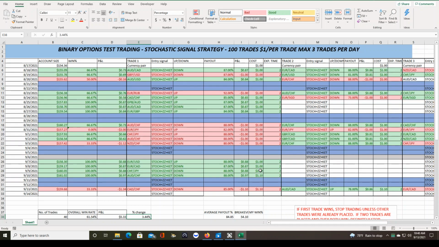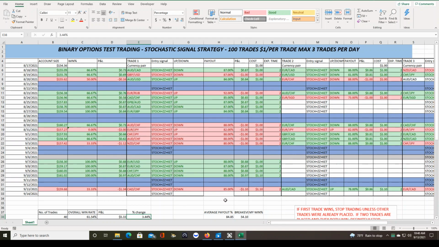I did raise that up a little bit when the account broke the $10 level and raised it to $1.10 per trade. But we fell back below that 160 level, and so we're in the next lower $10 range. So that means that I'm going to go back to just risking $1 for the next trade. As soon as we get back over that 160, then I'll go back up to 1.10. So here's my break-even win rate, 54%, and the average payout now is 84.85%.